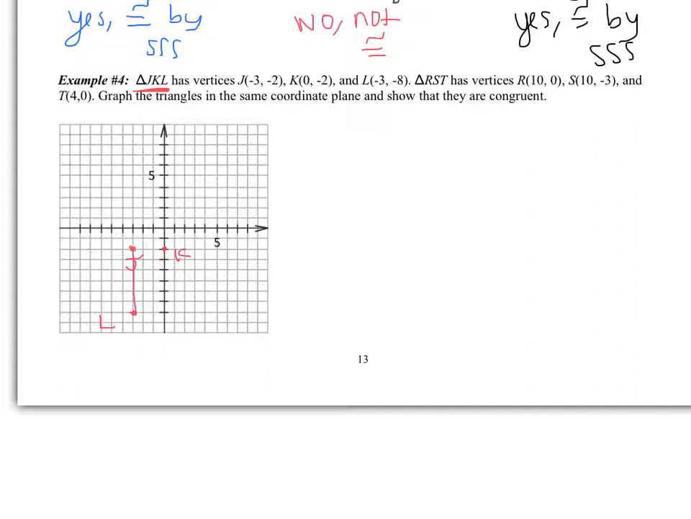So this is one triangle. I'm going to move that J so we can see it better. Now let's do RST. RST has 10, 0, 10, -3, so this is R, this is S, and then 4, 0.